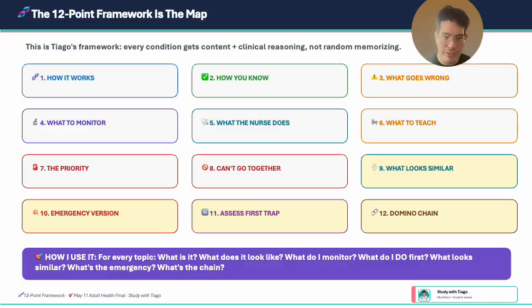So, here's your memory hook. Cirrhosis is the whole liver map. Scar, pressure, fluid, bleeding, brain. Okay?